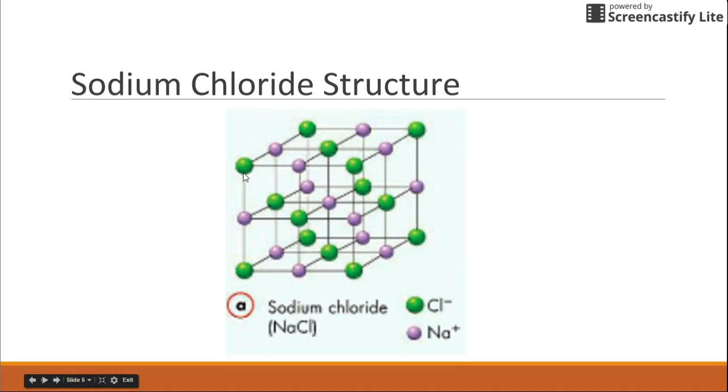Here's a look at sodium chloride's atomic structure. Notice that the green spheres are anions, the chloride ions, negatively charged, and the purple spheres are sodium ions, cations, positively charged. They are arranged in an orderly fashion with charges alternating. So we have a negative, positive, negative, positive, negative, positive, and so on. We call this a crystalline or crystal structure.